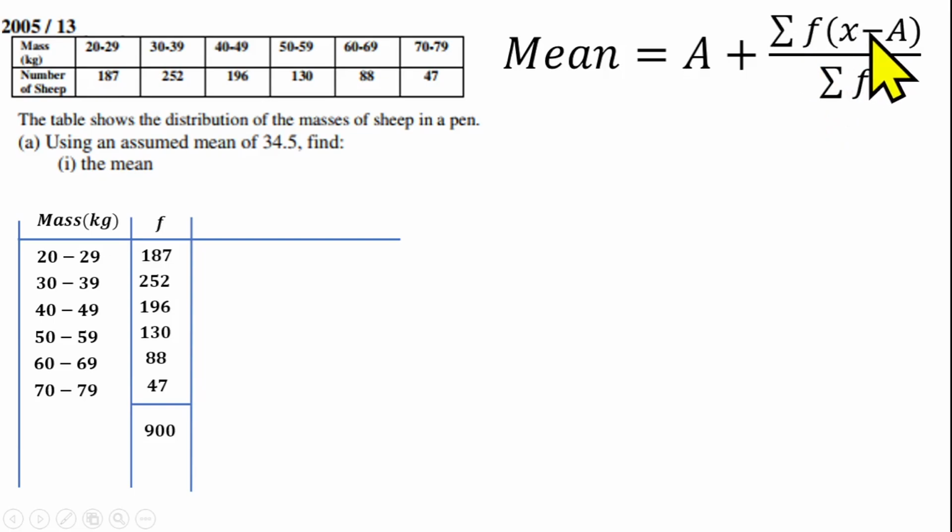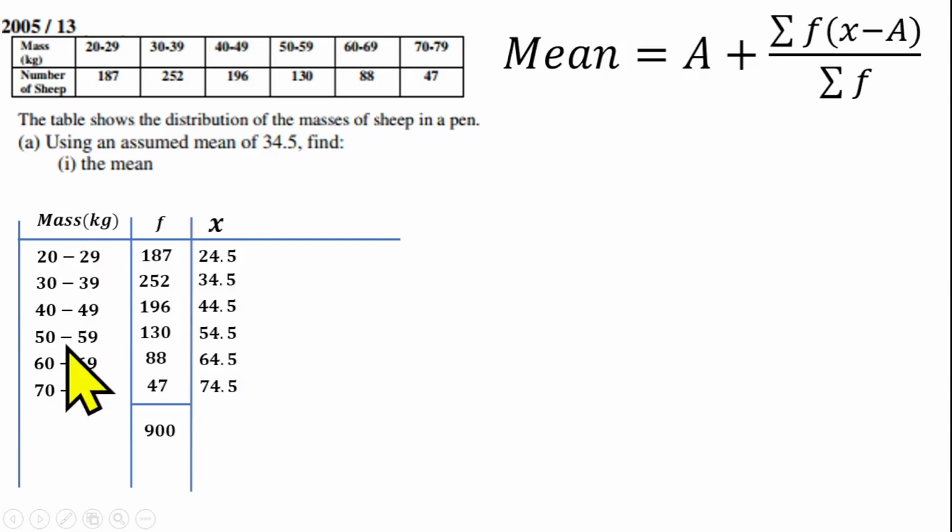So we start from inside the bracket, x minus a. Our a is the assumed mean, which is 34.5. Our x is what we don't have. We don't have our x, so we need to get our x from this class interval, which I already taught you before. So to find our x, we add 20 plus 29 divided by 2, that gives us 24.5. 30 plus 39 divided by 2, 34.5. 40 plus 49 divided by 2 gives us 44.5. 50 plus 59 divided by 2 gives us 54.5, and so on and so forth.